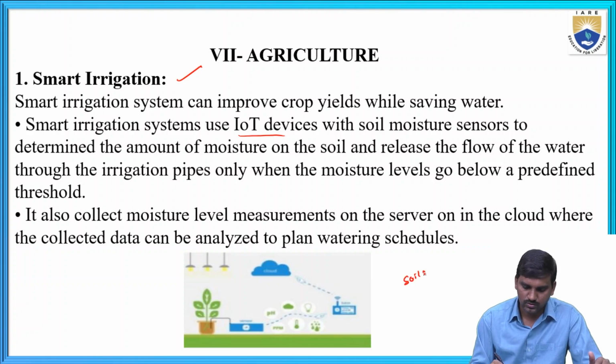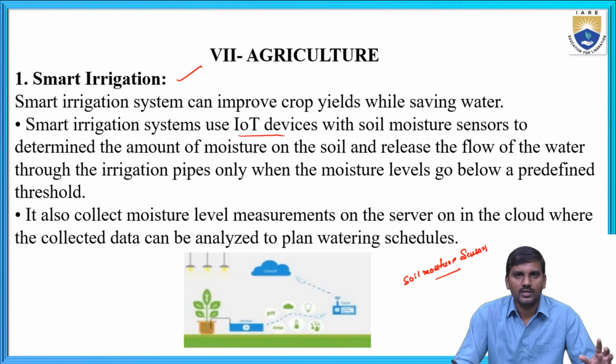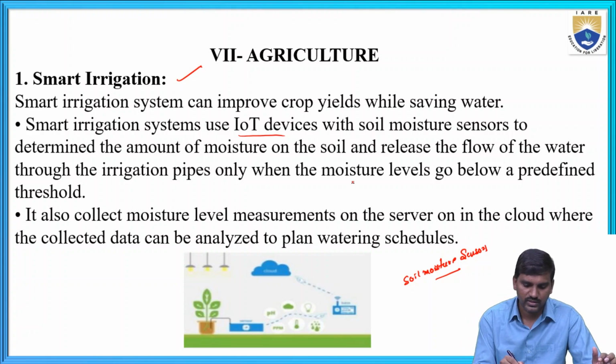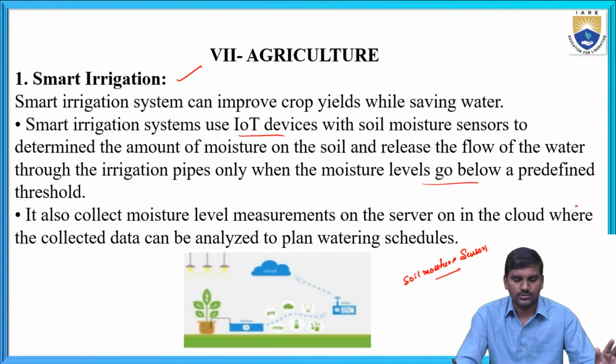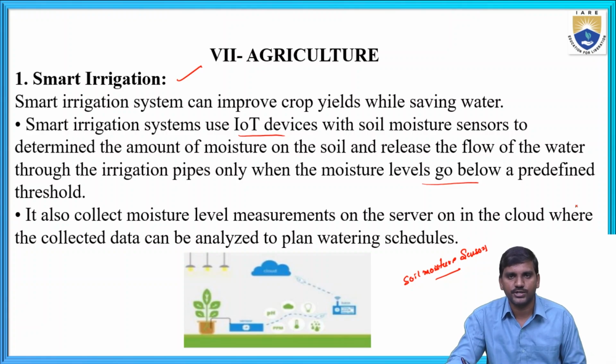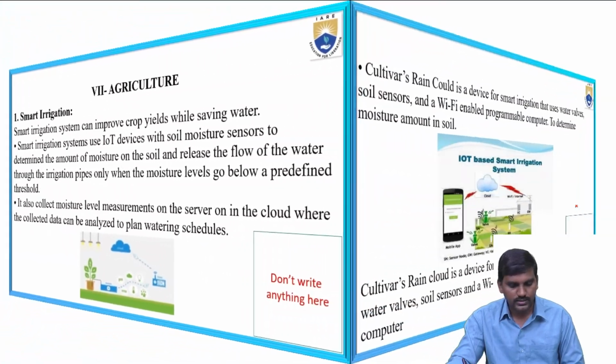Soil moisture sensor determines the amount of moisture in the soil and releases the flow of water throughout the irrigation pipes only when the moisture levels go below a predefined threshold value. And the moisture level measurements are also sent to the server or the cloud, where the collected data can be analyzed to plan watering schedules. So this is smart irrigation under the agriculture domain.